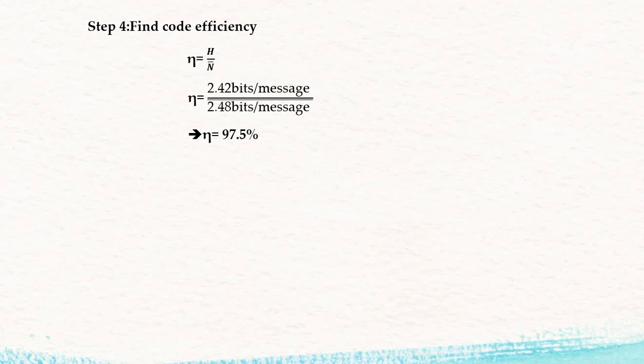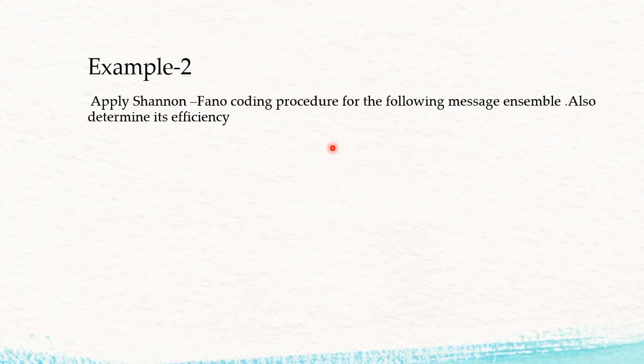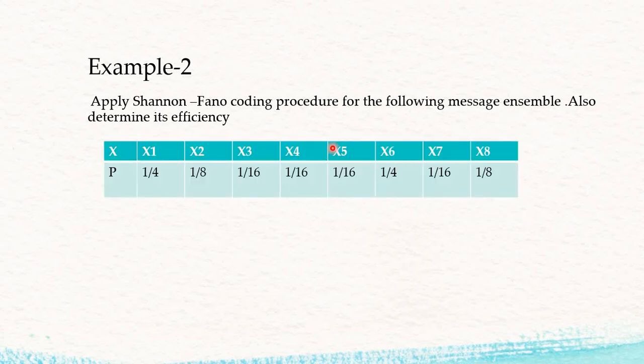Now let's take one more example. This is the second example. Apply the Shannon-Fano coding procedure for the following messages and symbols, and also determine its efficiency. Here they have given the messages x1, x2, x3, x4, x5, x6, x7, and the respective probabilities are given to you.